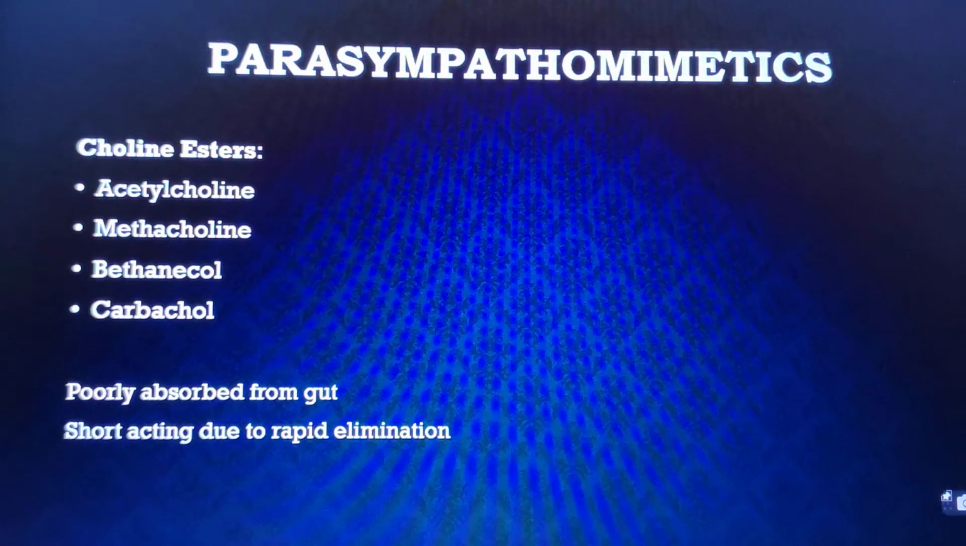So today we are going to discuss only parasympathomimetics. These parasympathomimetics are classified into cholinesters and natural alkaloids. The cholinesters are essentially 4 drugs: acetylcholine, methacholine, bethanechol, and carbachol. Now these cholinesters are poorly absorbed from the GI tract, and they are very short acting due to rapid elimination. So the clinical use of these drugs is almost negligible nowadays.